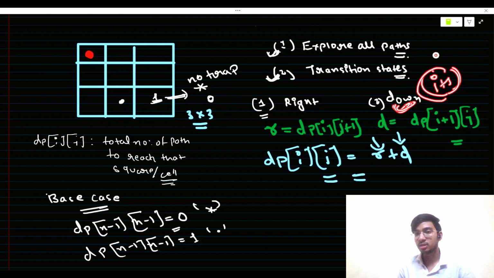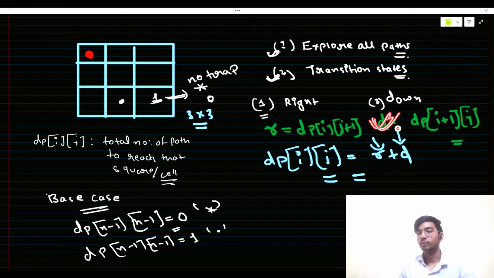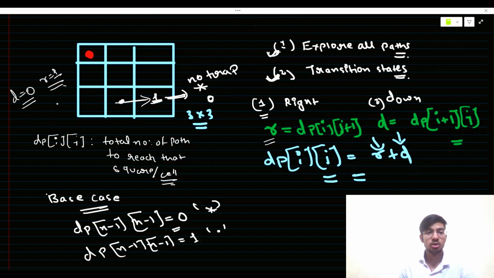So i plus 1 should be within the range, so i should be less than n minus 1. That is the condition. Then you are going to take this move. If it is not the case, the number of paths from this move is going to be 0. So for this cell, d is going to be 0 and r is going to be 1, because by making the move right, you have one path. So the total number of paths for this cell is going to be 1, right?